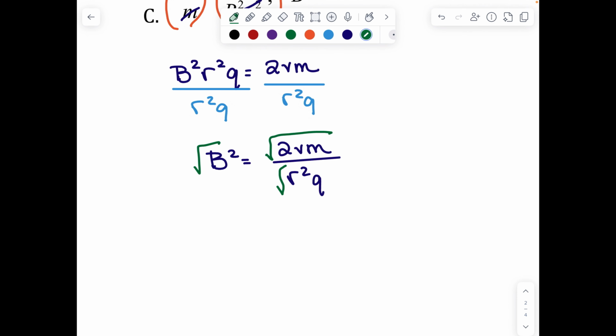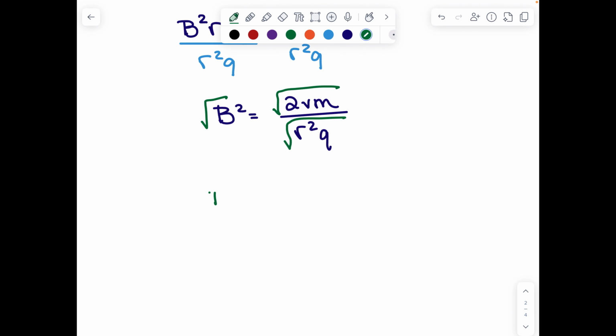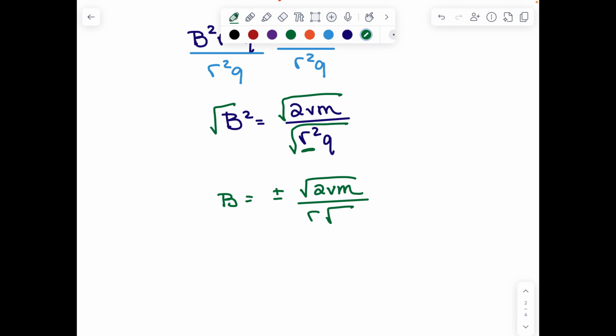Square rooting of fractions means taking the square root of the numerator and denominator. So I'm left with B is equal to, we need that plus or minus, square root of 2VM in the numerator. In that denominator, this R squared comes out of our radical to just give us R radical Q. And if we remember from when we were working on radicals, we cannot have a radical in our denominator. We need to rationalize it. In order to do so, we're just going to multiply our numerator and denominator by radical Q.